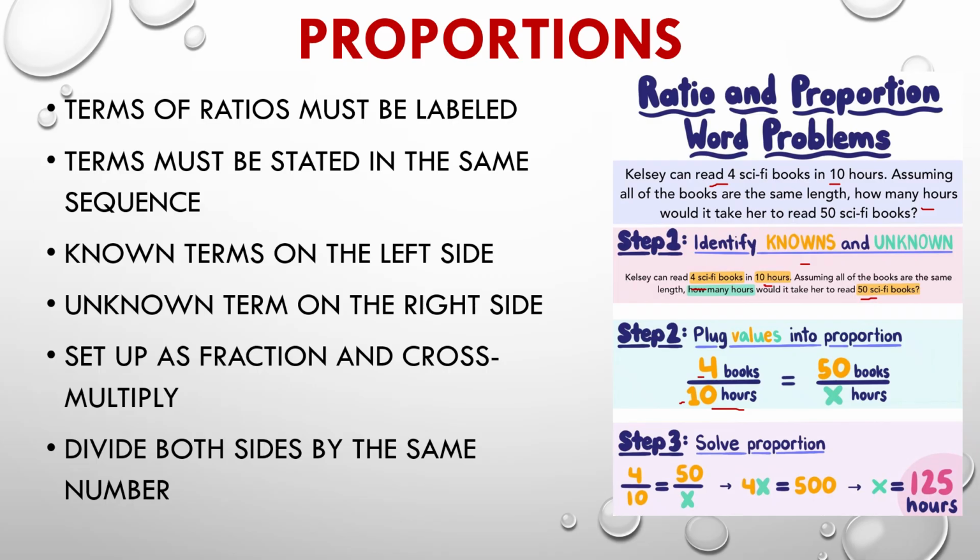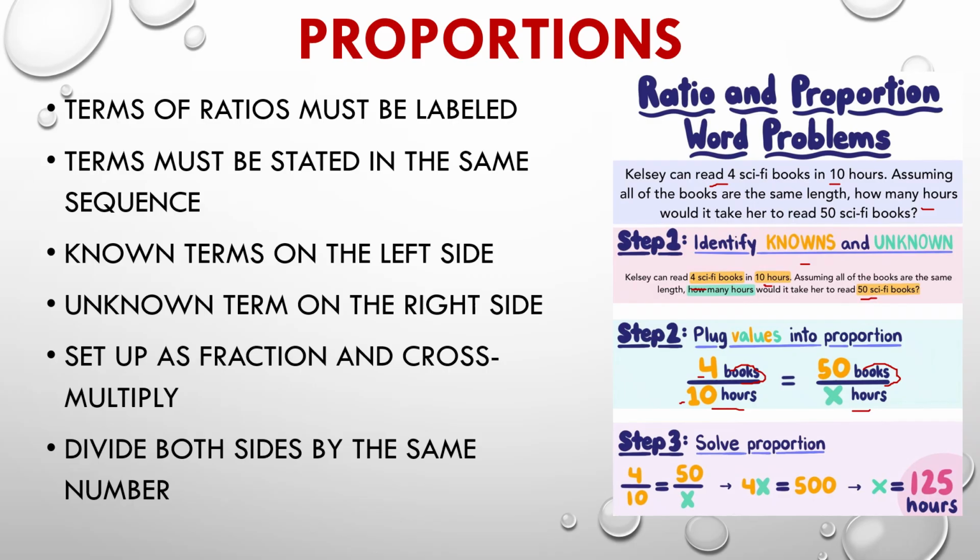Okay, then that's going to equal those equivalent fractions. Our 50 books we also know, but we don't know how many hours. So we just use that as X. Now it's important that we use our units right. So we have books on top on both sides. So we wouldn't put X on top and 50 on the bottom, because now they're in reverse order. We have to make sure that everything is again equal. So those units have to be the same.